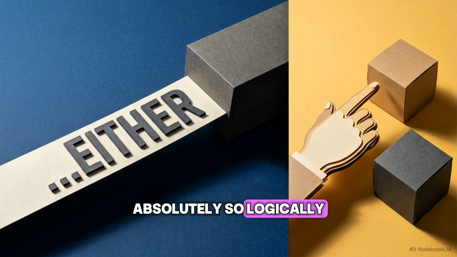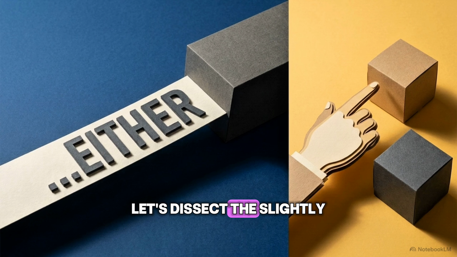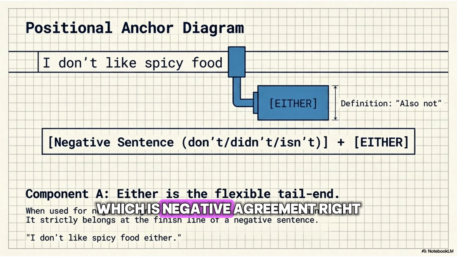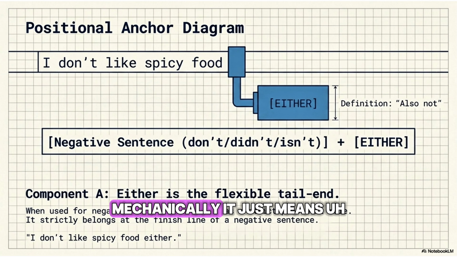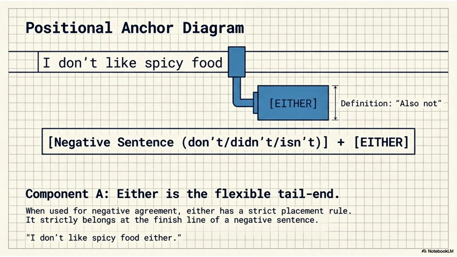Absolutely. So logically, let's dissect the slightly more versatile word first. Let's start with either. That makes sense. We're starting with the first big use, which is negative agreement. Right. Think of either as a way to agree with a negative premise. Mechanically, it just means also not. Okay, give me an example of how that plays out in real life.